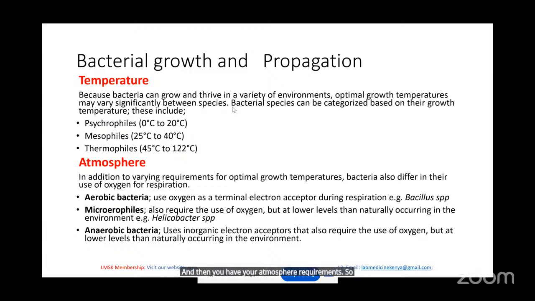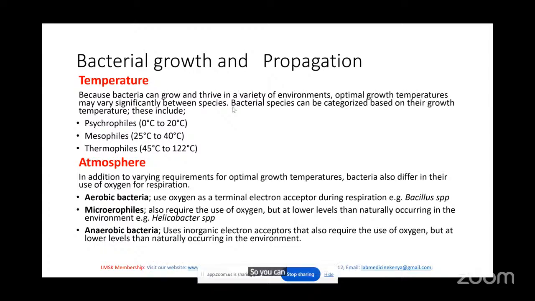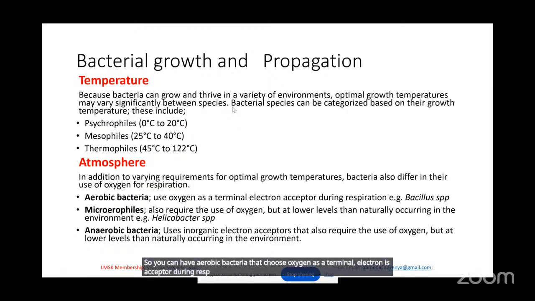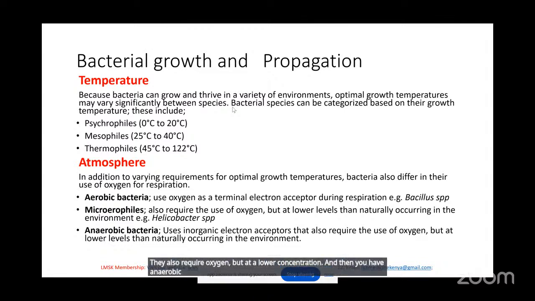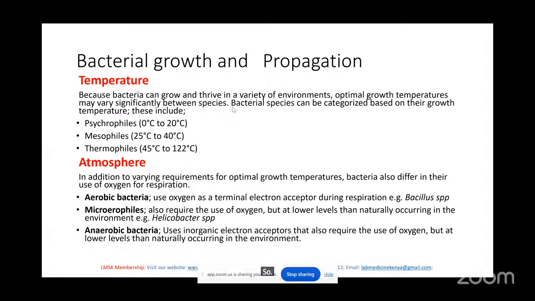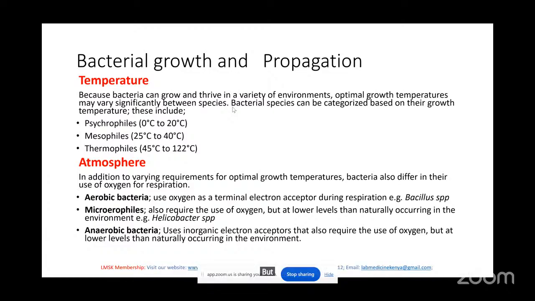In addition to varying requirements for optimal growth temperature, bacteria also differ in their use of oxygen for respiration. You can have aerobic bacteria that choose oxygen as a terminal electron acceptor during respiration. You have microaerophiles. They also require oxygen, but at a lower concentration. And then you have anaerobic bacteria. They use inorganic electron acceptors, and may also require the use of oxygen, but at lower levels than naturally occurring in the environment.